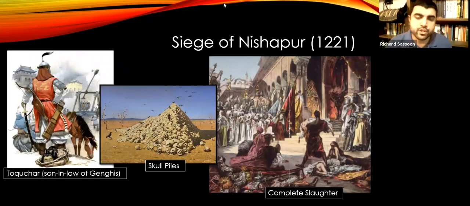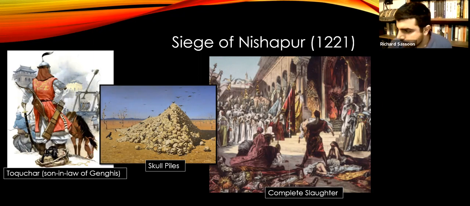We have a comment about Nishapur, so I'm just going to point out that this is a city that was completely destroyed, and the city was very depopulated. The particular story with Nishapur is that it was led by Tokuchar, who was the son-in-law of Genghis Khan. He was married to one of Genghis's daughters. And during the siege, Tokuchar was killed.